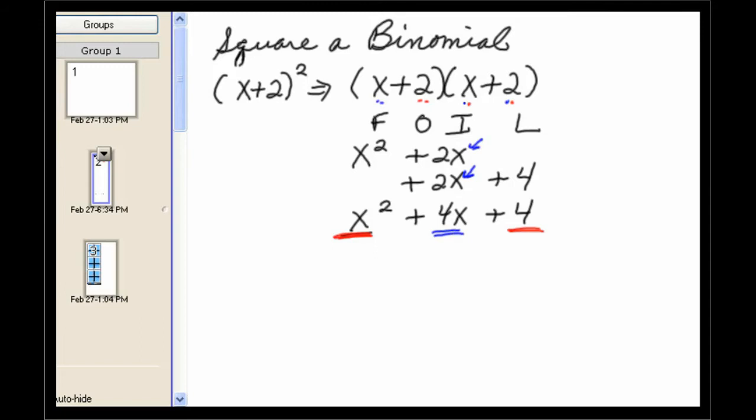Well, if you take the two terms in the binomial, x and 2, multiply them, and then double it, we end up with 4x. There's our middle term. The sign in the binomial is positive, so the sign in front of the middle term is positive. The sign in front of the last term will always be positive.